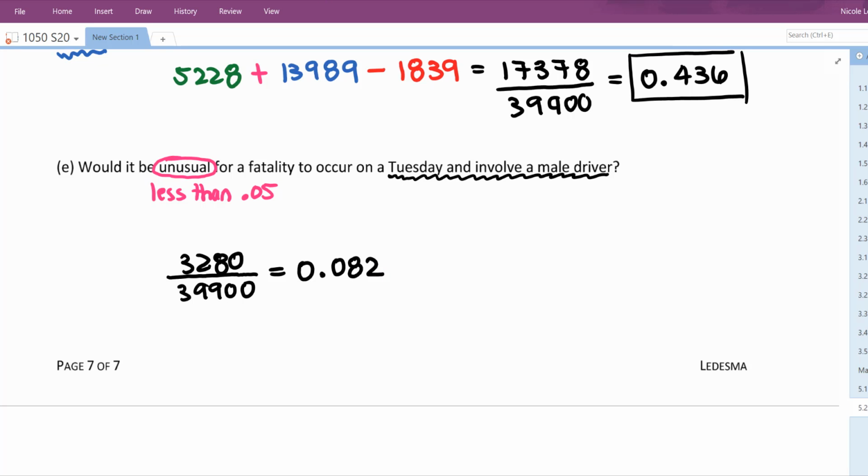So we'll have to see now if this is going to be considered unusual. So here, this is a probability. You want to compare it to 0.05. So 0.082, that's going to be bigger than 0.05 because this is about 8%, whereas this is 5%. So since the probability is bigger than 0.05, this is not going to be considered unusual. So we'll say no, because it's asking would it be unusual. So we'll say no, since the probability is greater than 0.05.